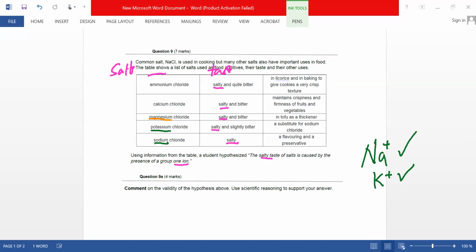Check for magnesium. Which group is magnesium? Oh, magnesium is in group 2. So the fact that it's in group 2, but still the salt is salty, then you know that the hypothesis is not valid. That it's not valid.